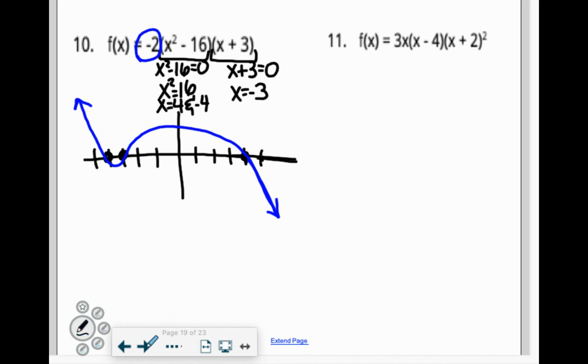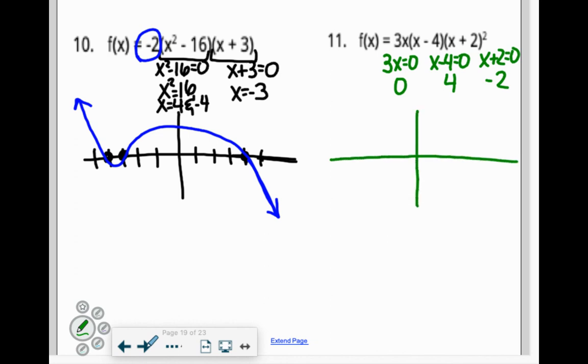On number 11, anywhere there's an x, you want to set that equal to 0. So we get 0, 4, and negative 2. Since there is a positive 3 out front, my right side goes up.